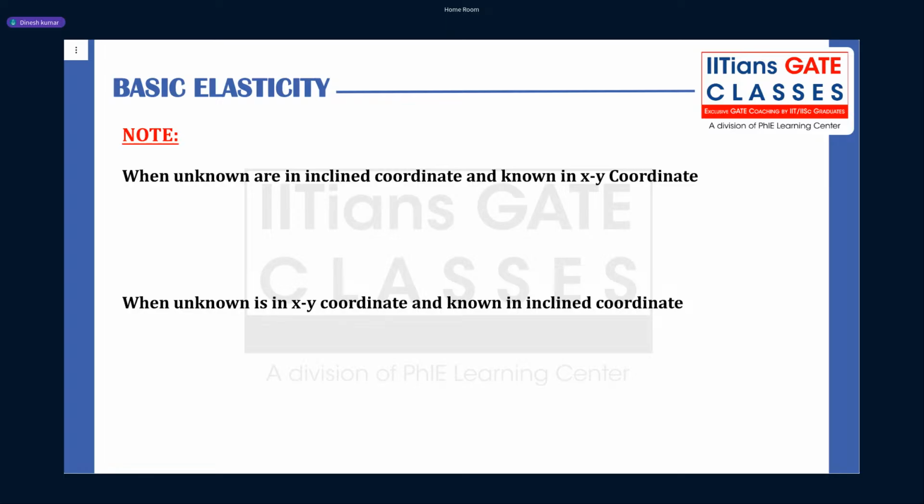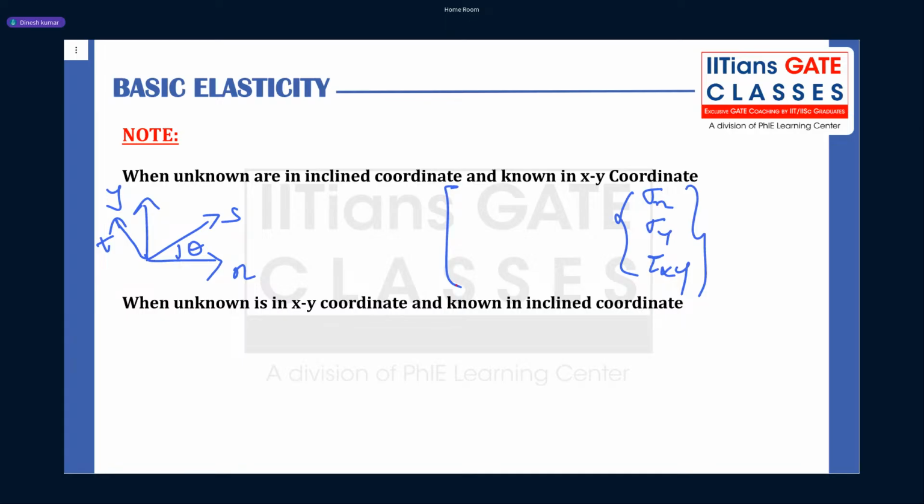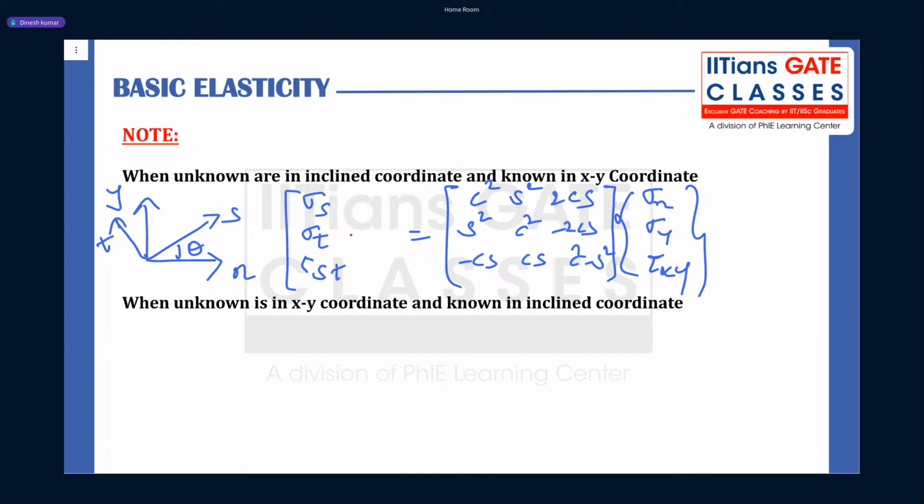Now guys, this transformation matrix we can write in two ways. Sometimes in your exam or in literature, your stresses are given like this. This is x and y, and your coordinate is s and t. Here this angle is theta. Now in some cases, your known is sigma x, sigma y, and tau xy. So we have already written the transformation matrix: c square, s square, 2cs; s square, c square, minus 2cs; minus cs, cs, c square minus s square, and this is equal to sigma s, sigma t, and tau st or sigma st.